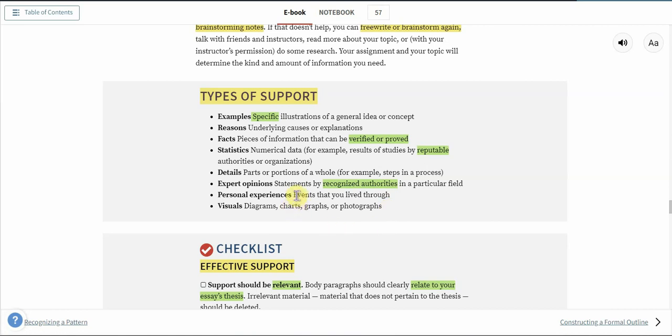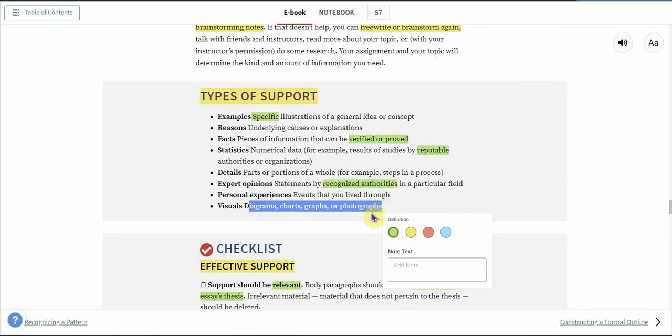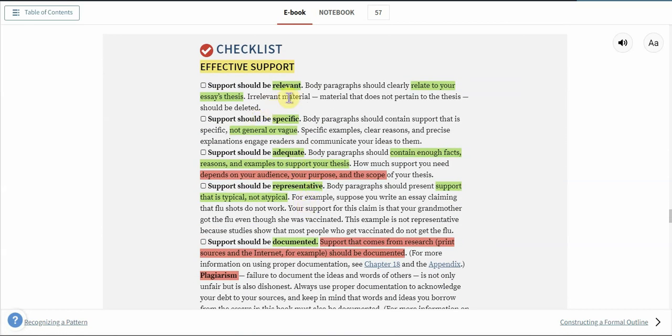You can use personal experience. This might be a type of support that works. Depending on the kind of essay, it could be totally relevant. And then don't overlook the idea of using visuals like photographs, charts, and graphs, right? So effective support has to be relevant, right? It has to be related to your thesis.